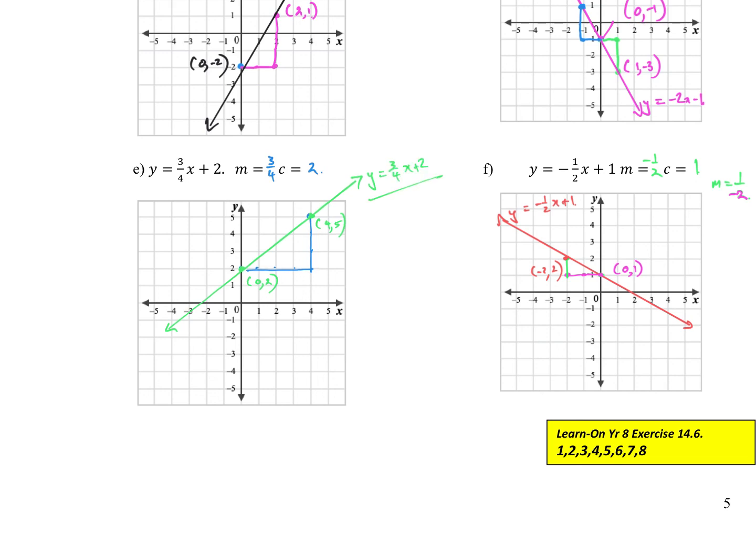+2. All right. So key things: identify the gradient, identify the y-intercept, and write the gradient as a fraction, because then it's easy to work out your rise and your run. All right. Off we go.